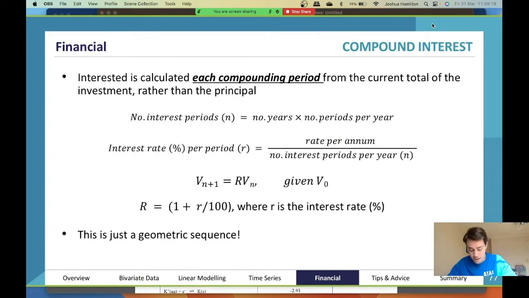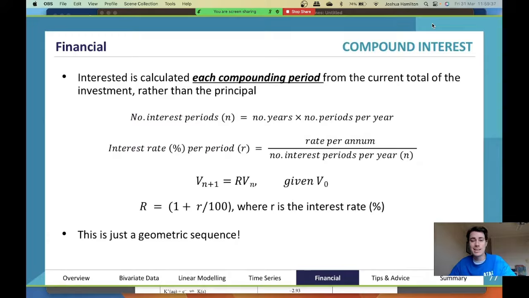So compound interest. This is where things get a little bit more complicated. What's really cool about compound interest is you can do it all on the Casio with the financial solver. We're not going to go through that right now. The financial solver will be in a little bit, but for now, we're going to go through how to do it by hand.